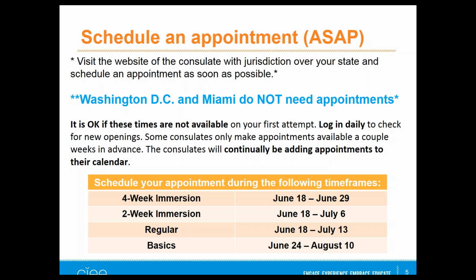The final reason, which is the end date of each time frame for each program, is that consulates usually take 4 to 6 weeks to process your visa. And so we've created these times so that you have enough wiggle room or buffer room before you actually depart for your program.